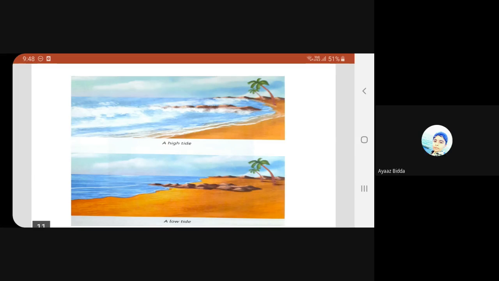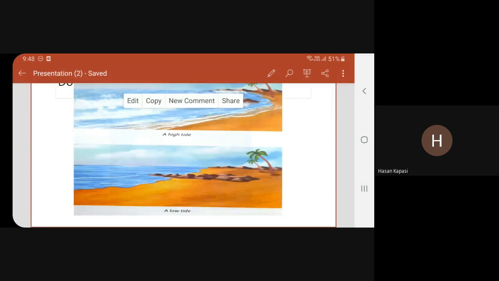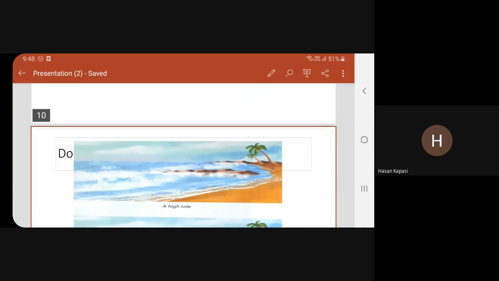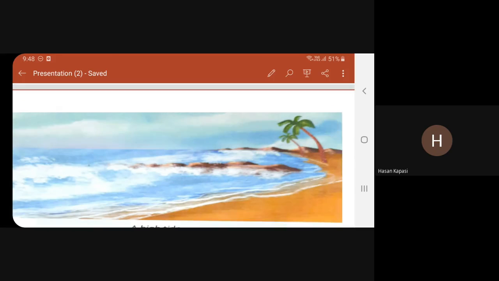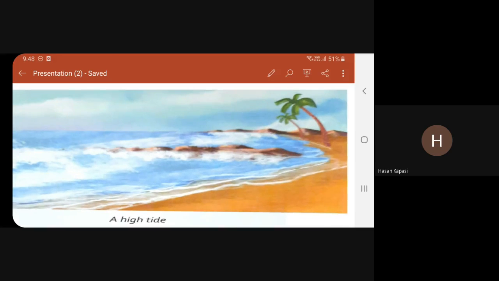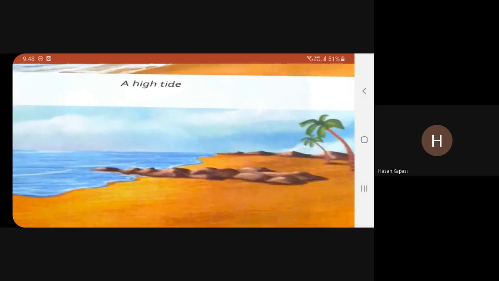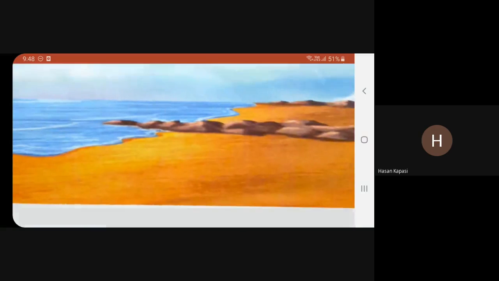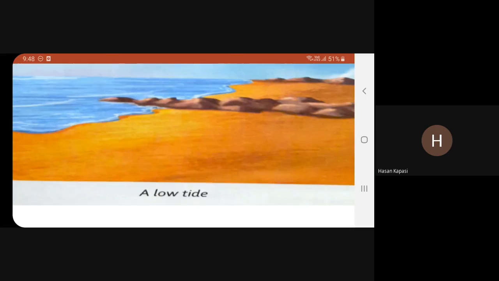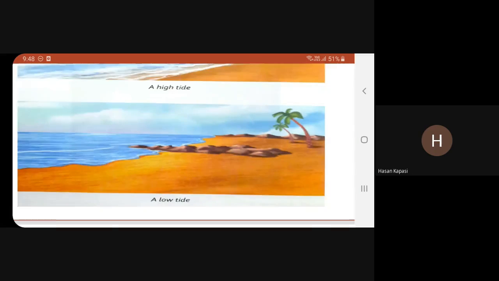Are you getting it, boys? Yes, ma'am. Okay, now whenever the water level rises, see, here it is written high tide and low tide. Whenever the water level rises, it is known as high tide. And whenever the water level falls, it is known as low tide. Got it? Yes.